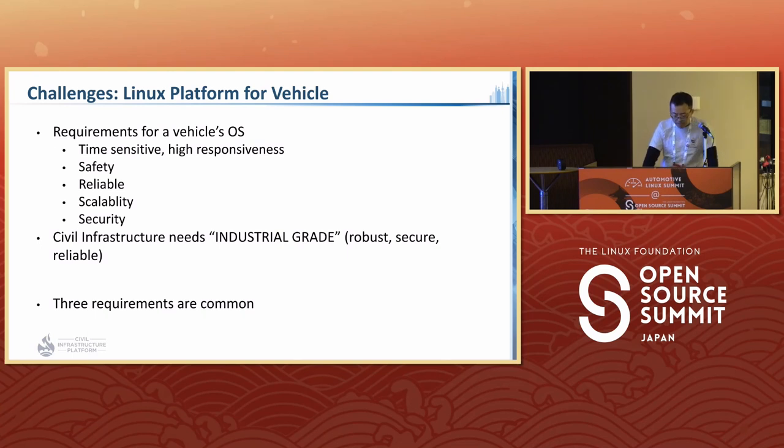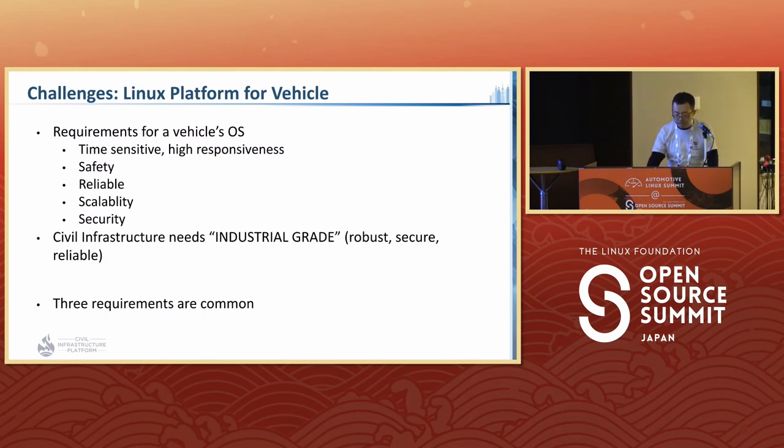After that, reliability. In-vehicle software should operate reliably for an extended period. Malfunctions or crashes can cause significant issues while driving, so stability is critical.